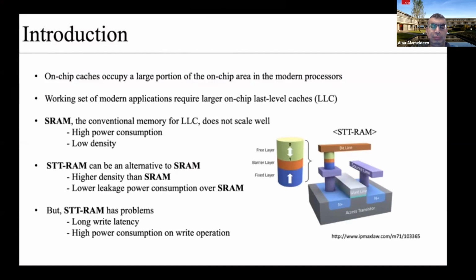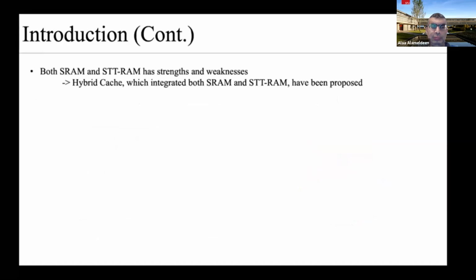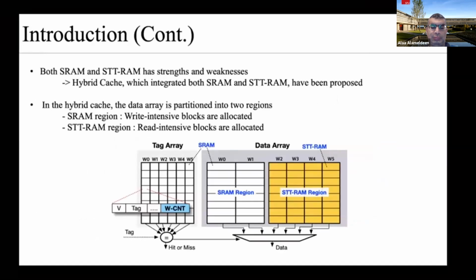But STT-RAM also has problems, because it has long write latency and high power consumption on write operations. Both types of cache have pros and cons, so the hybrid cache has been proposed. A hybrid cache has two data array regions.